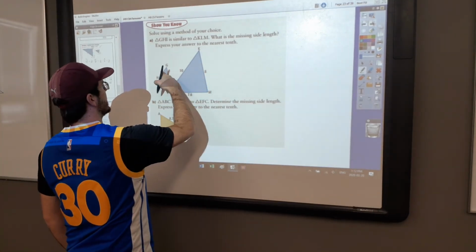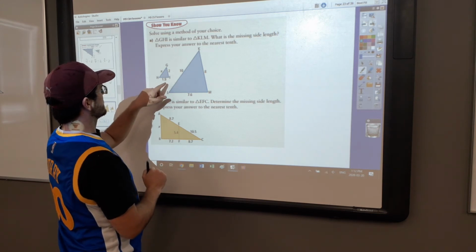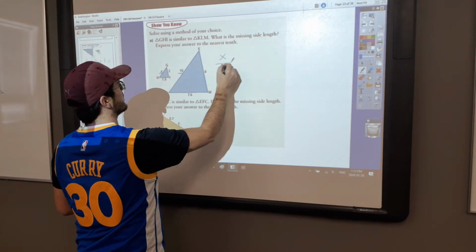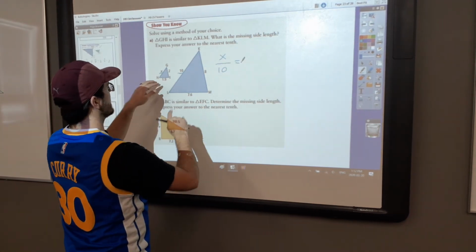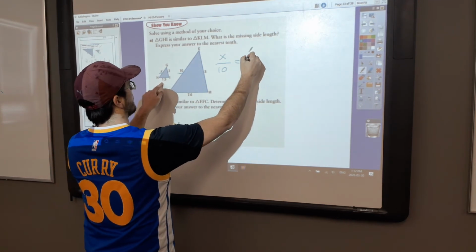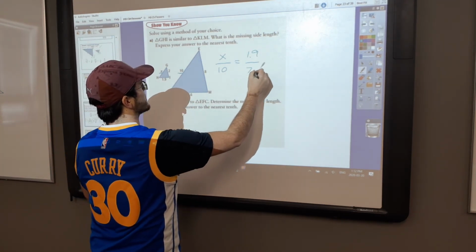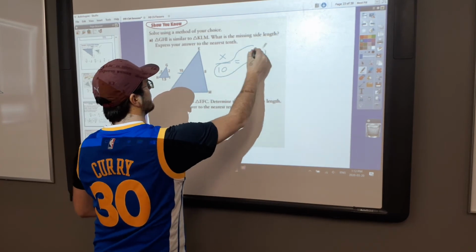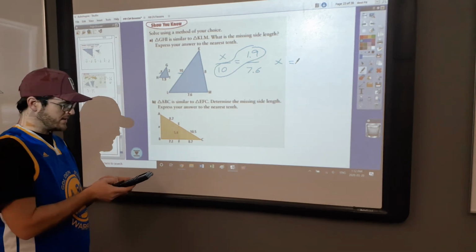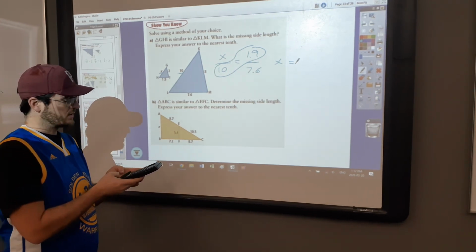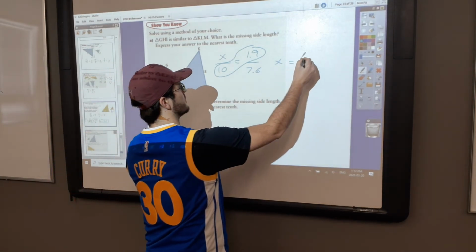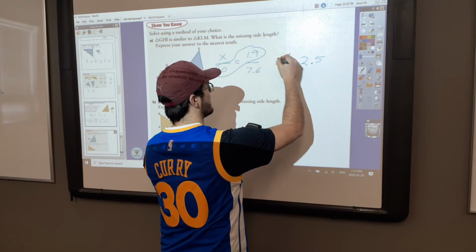So again, if I look at my corresponding sides, I'll just take x and 10. These are corresponding. So x divided by 10 would be the same as, and I can take my pick. I can use whichever one I want. I'll just use the 1.9 with the 7.6 here. And again, I should be able to cross multiply and divide and find my missing side length. Okay, 10 times 1.9 divided by 7.6. So when you're cross multiplying and dividing, don't forget to divide by the remaining.